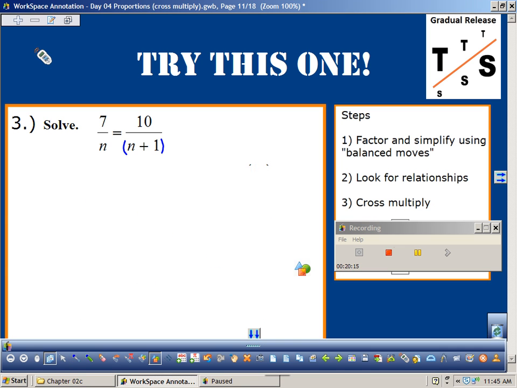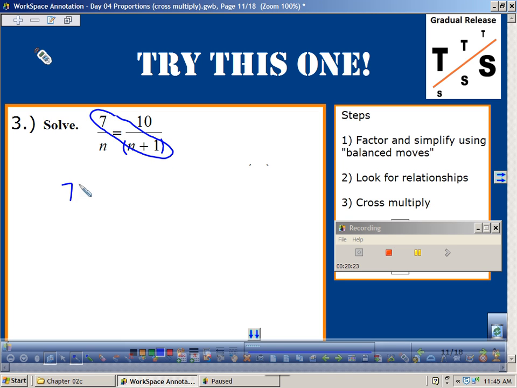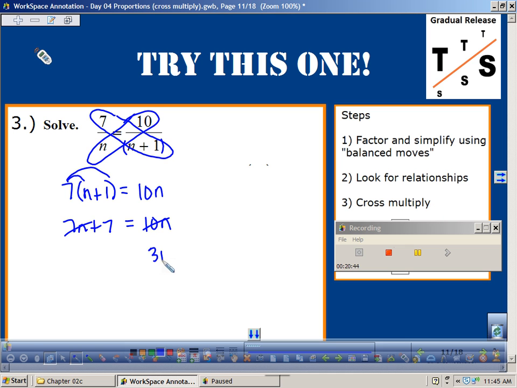All right, let's work this one out real quick. So I don't see anything I can factor. So I'm just going to cross multiply. 7 times n plus 1 is going to be equal to 10n. So I have 7n plus 7 when I distribute. So you forgot to distribute. I can take 7n off both sides, right? How many would I be left with? 3n equals 7. Divide by 3, divide by 3, n equals 7/3.